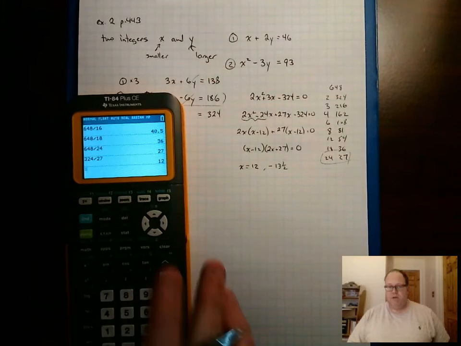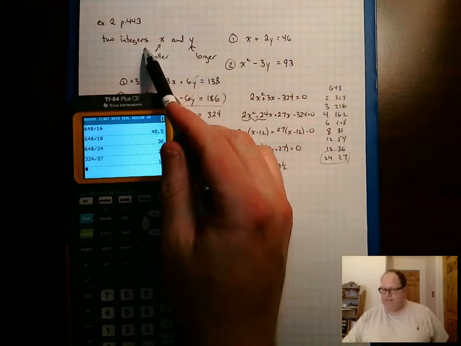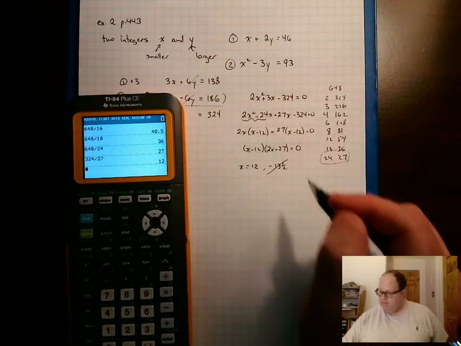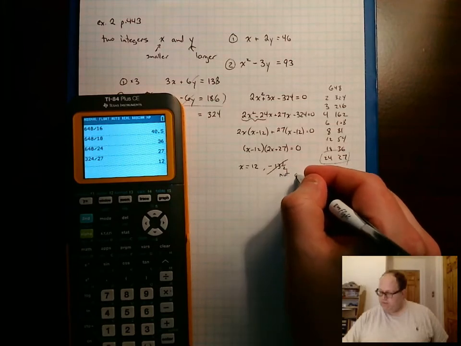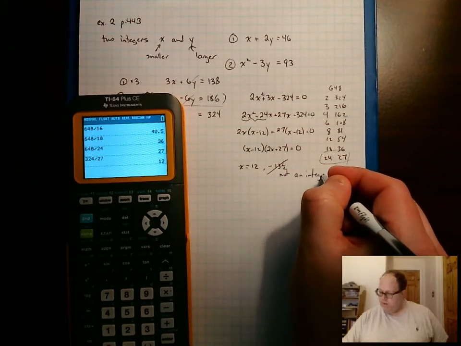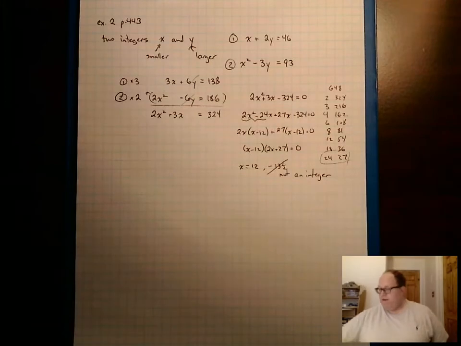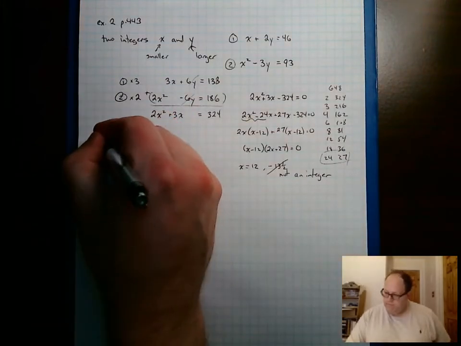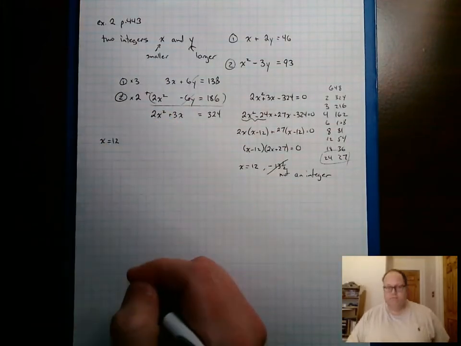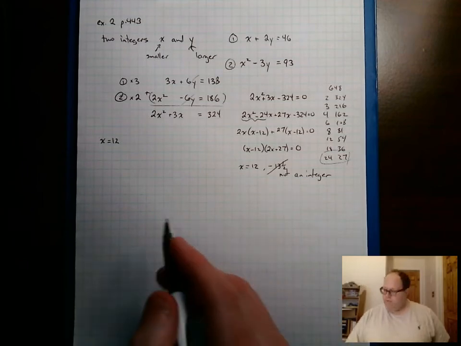Now, our last problem is that the numbers have to be integers. That means this falls out because it is not an integer. So my value for x has to be 12, which leaves me with a y value.